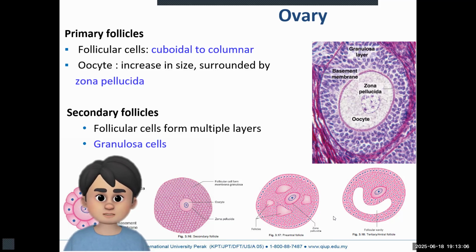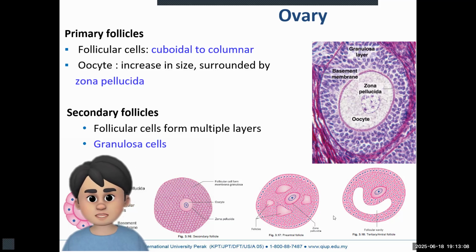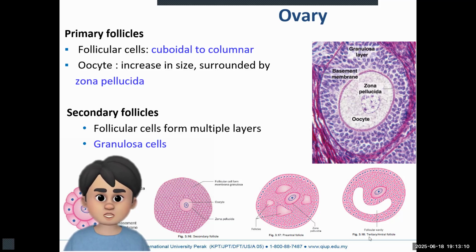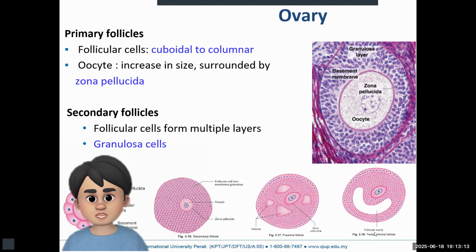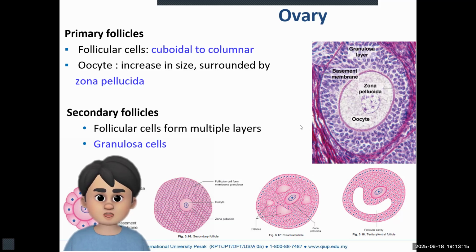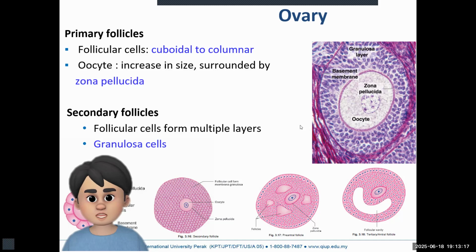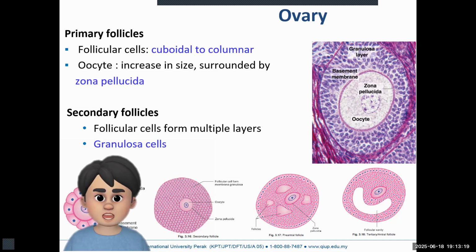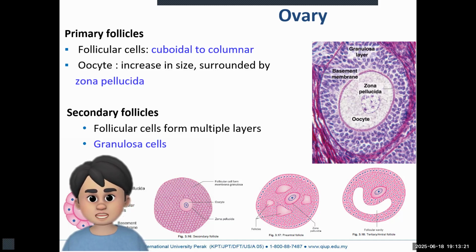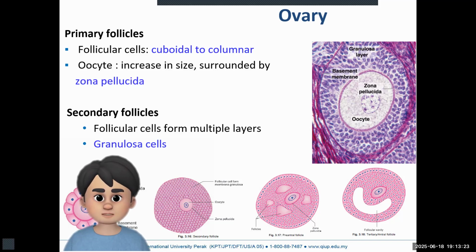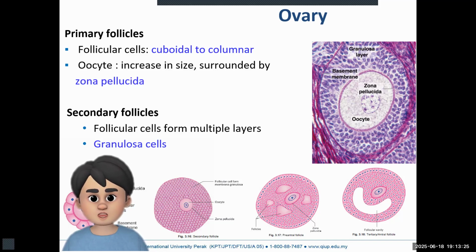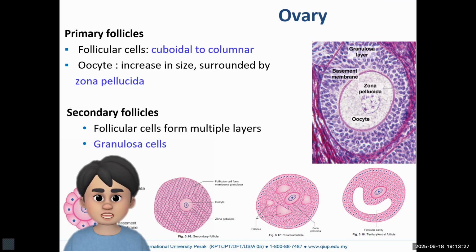Then you get the preantral follicle, zona pellucida and follicles, right? Next one, tertiary follicle. Then you get the follicular cavity, right? Those things you need to write down. Primary follicle: you should be able to describe it. But those are not enough, what is in the diagram. Then you have to get to the secondary follicle.